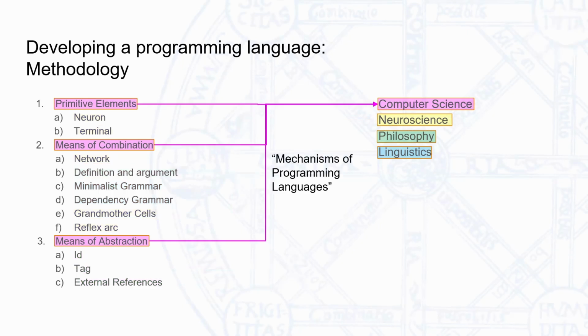Before going into the specific details of our programming language, we will first explain the fundamental mechanisms of all programming languages using a popular language called C#. These mechanisms, namely primitive elements, means of combination, and means of abstraction, enable programming languages to combine simple ideas to form more complex ones.